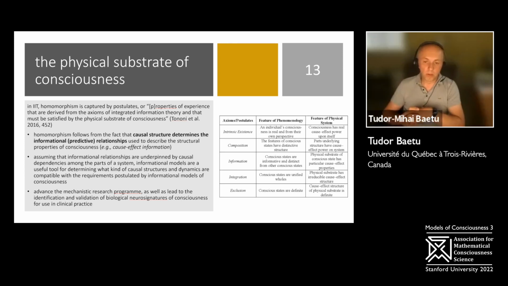So in the case of IIT, the homomorphism follows logically from the fact that causal structure determines informational relationships, and informational relationships are predictive relationships. There is a huge literature on causal theory, and basically the idea is that causal relationships determine, for example, patterns of association and dissociation. Now, if we assume that informational relationships are underpinned by causal dependencies among the parts of a system, informational models are a very useful tool for determining what kind of causal structures and what kind of dynamics are compatible with the requirements postulated by informational models of consciousness. And of course, this can advance the mechanistic research program, as well as lead to the identification and validation of biological neurosignatures of consciousness, which of course are a very useful tool in clinical practice.